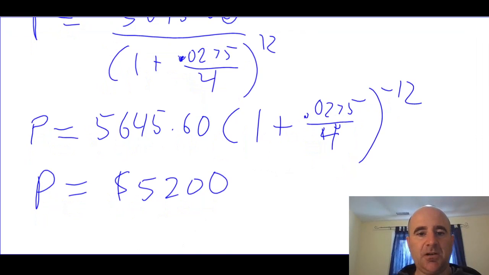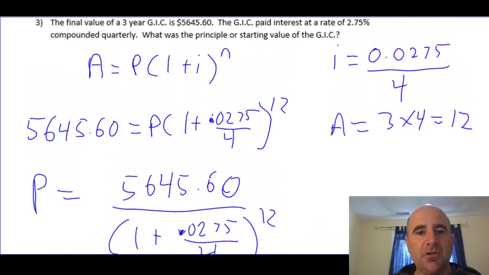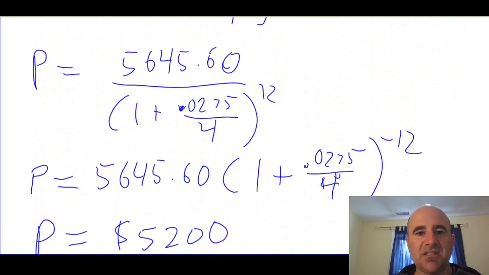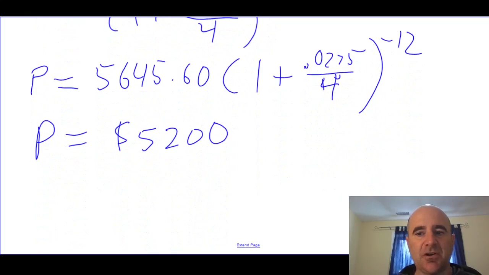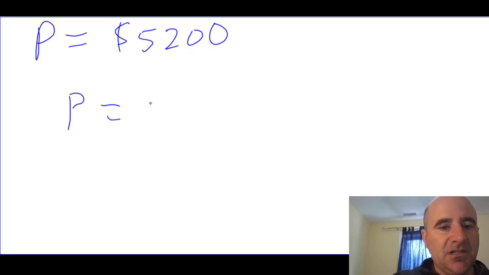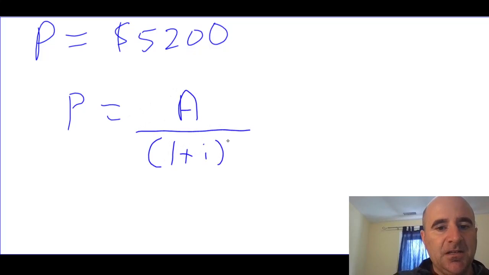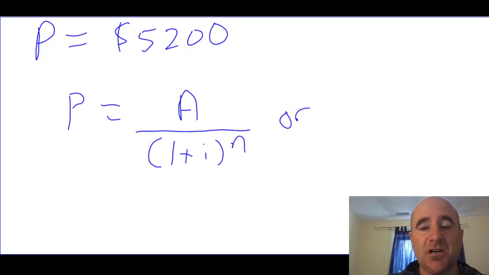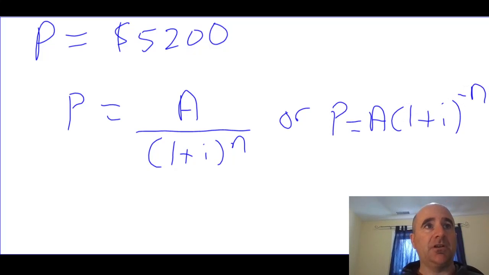Now we did this question just by solving for the principal. However, I'd like to point out that we could, if we wanted to, have chosen to rearrange the formula first. Imagine I didn't plug in the final amount or the interest rate or n and just left those as variables. What would I get? Well, you would get that the principal is always equal to the final amount divided by 1 plus I to the power of n, or as we talked about, you could use a negative exponent. So that's just the compound interest formula rearranged so that you're solving for the principal.